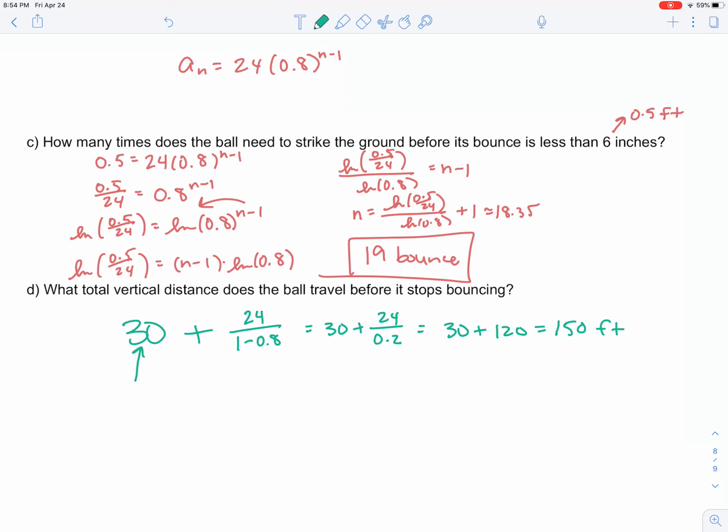So just to point this out, this is the initial drop of the ball. So that isn't a bounce, right? That's where it's being dropped from. But that does count as far as the total vertical distance. So I'm just making sure we add that in. And this is all the bounces.